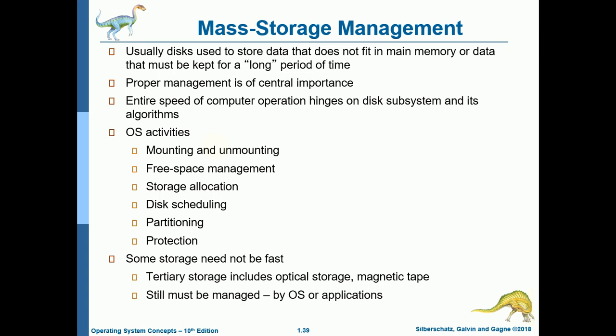What are the OS activities for mass storage management? We have mounting and unmounting, free space management, storage allocation, disk scheduling, partitioning, protection. And then some storage need not be fast, such as the tertiary storage, which includes optical storage and magnetic tape, but it still must be managed by the OS or applications.